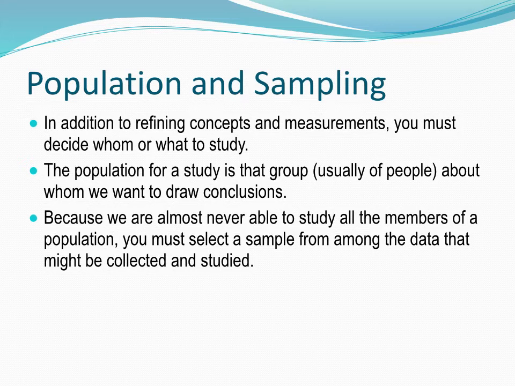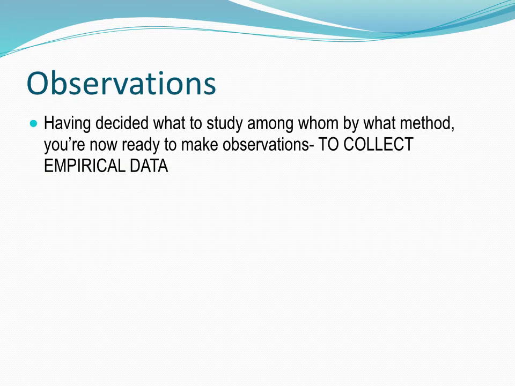In addition to refining concepts and measurements, you must decide whom or what to study. The population for a study is that group, usually of people, about whom we want to draw conclusions. Because we are almost never able to study all the members of a population, you must select a sample from among the data that might be collected and studied. Having decided what to study among whom by what method, you're now ready to make observations. You must collect empirical data for your research.